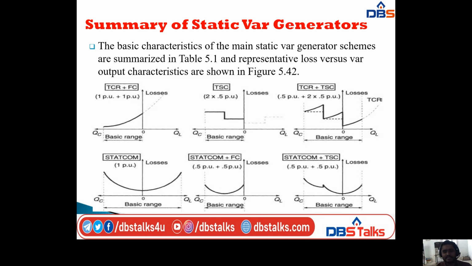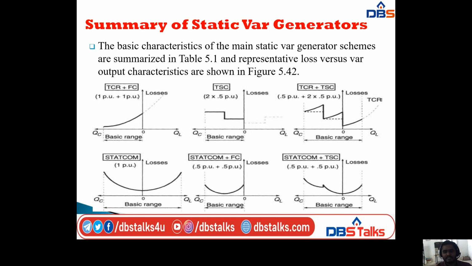And coming to the TCR and FC combination, the losses are 2 into 0.5 per unit. In the TCR and FC we have 1 per unit for TCR and 1 per unit for FC, and in the TSC that is 2 into 0.5 per unit.